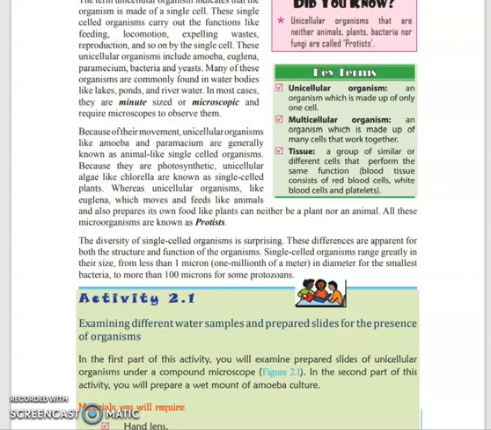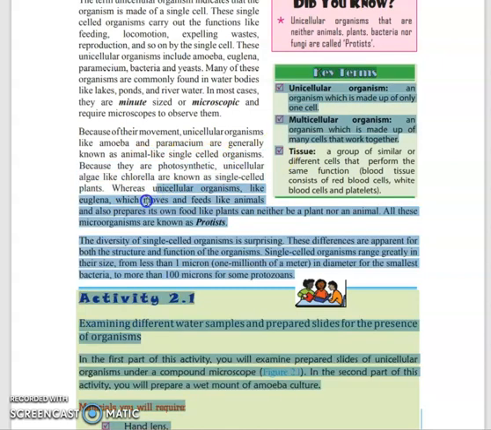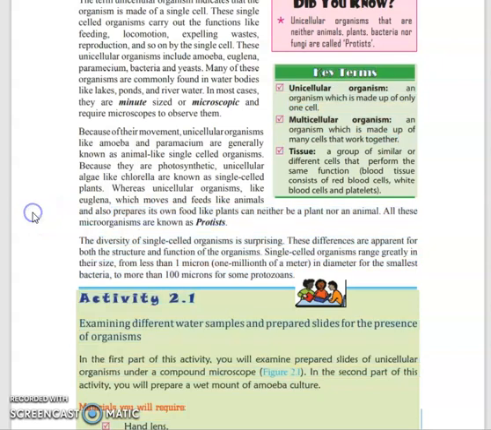And due to their photosynthetic behavior, which is found in chlorella, we term this a plant-like single-celled organism. We call chlorella a single-celled plant. Whereas unicellular organisms like Euglena, which moves and feeds like animals and also prepares its own food like plants, can be neither a plant nor an animal.